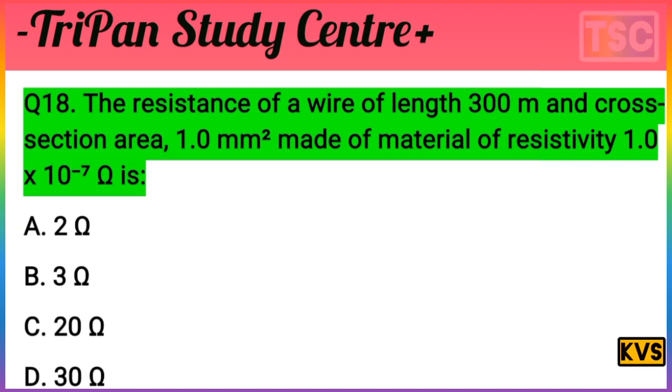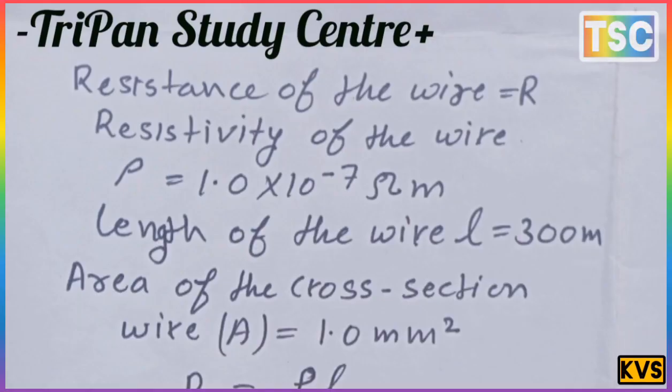The resistance of a wire of length 300 meter and cross-section area 1.0 mm square, made of a material of resistivity 1.0 into 10 minus 7 ohm meter, is? You know that's the most important question here. But first of all, the calculation is most important for this question. Let's see the calculation on your screen. First of all, write the resistance of the wire, R.